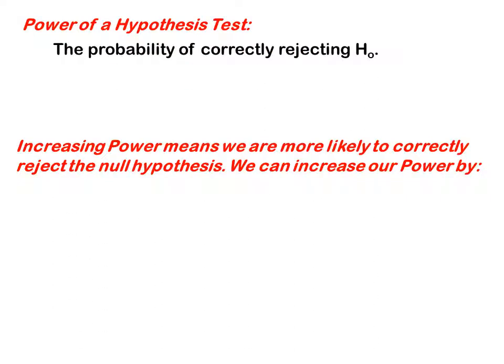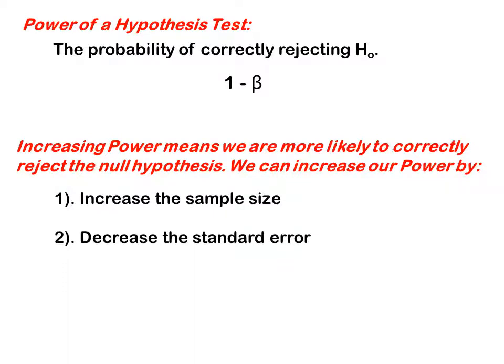So again, power of a hypothesis test is the probability of correctly rejecting the null hypothesis. The null hypothesis is false, and we will correctly reject it. Increasing power means that we are more likely to correctly reject the null hypothesis. That's what we want. We want to be accurate. We want to increase our power by increasing the sample size. When we increase sample size, we know that we'll also decrease the standard error, or we can decrease type 2 error, which is beta.